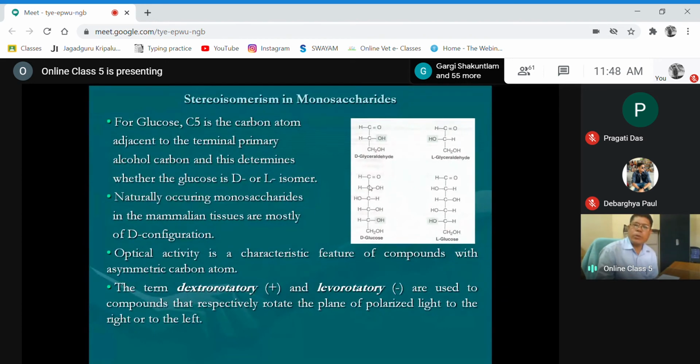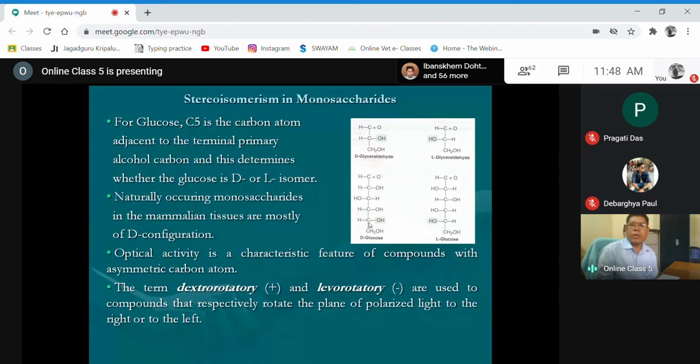Okay, carbon numbers 2, 3, 4, and 5 are the asymmetric carbon atoms. To assign the configuration of this glucose molecule, you have to see the configuration of the OH group and hydrogen attached to the last asymmetric carbon atom. That is carbon number 5, the asymmetric carbon adjacent to the terminal carbon.